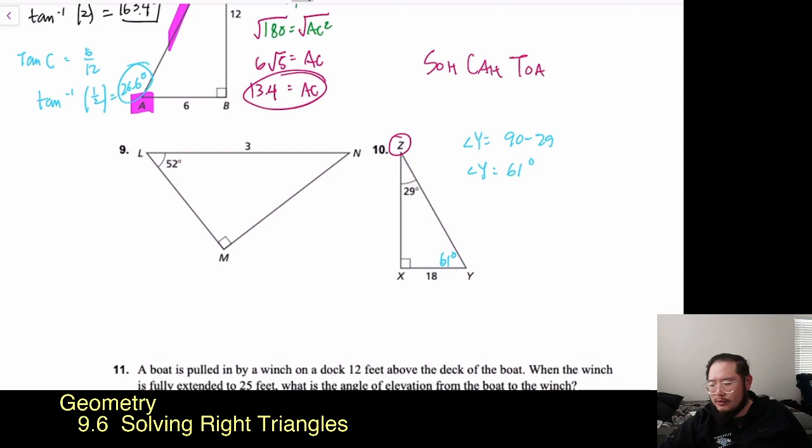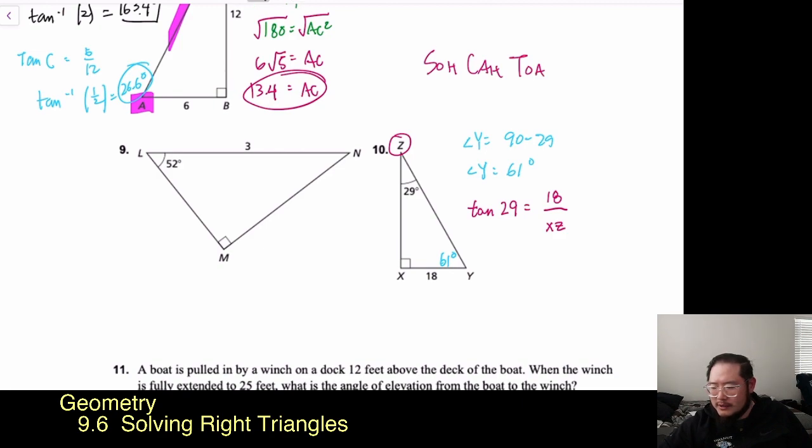Tangent seems to be used quite a bit today. So let's go ahead right here. We'll put tangent of 29, okay? That's equal to the opposite, which is 18, over the adjacent, which is XZ. Since I know what the angle is, I put tangent of 29. And then we've got XZ. We'll get XZ by itself, okay?